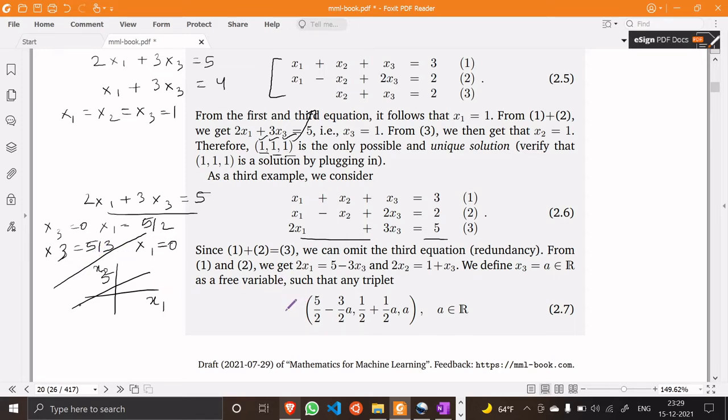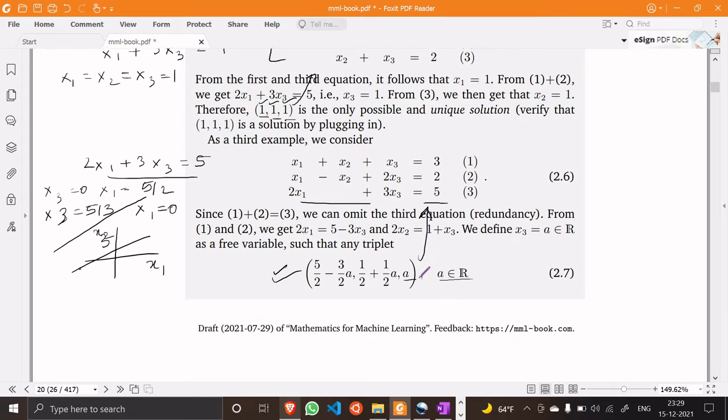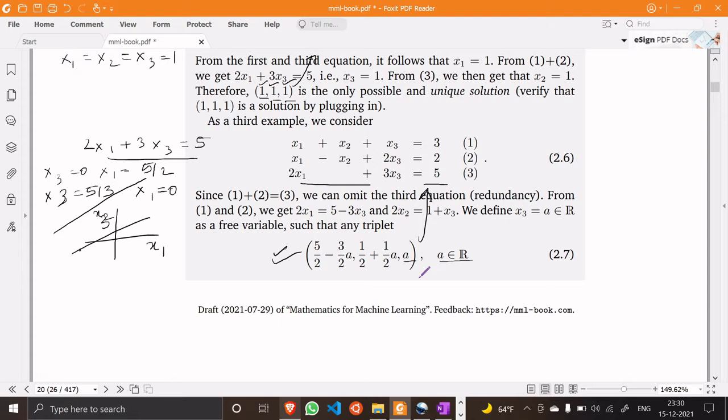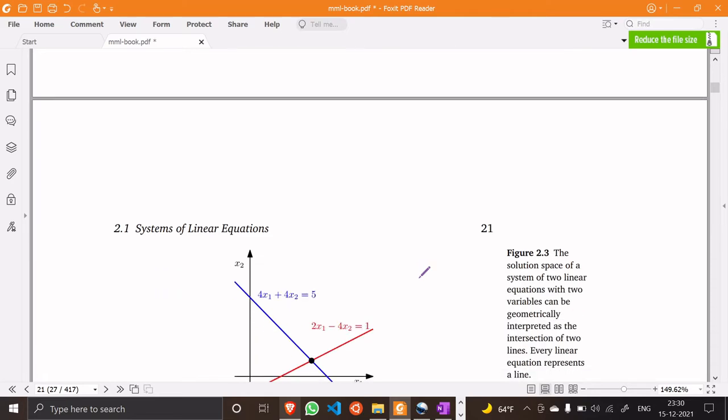And as the book mentions, any solution of this form, where a is any real number, this kind of triplet will satisfy this system of linear equations. So in this case, the linear equations together have an infinite number of solutions. So this is what a system of linear equations looks like, and this is what we mean by solving it. We can either have no solution, a unique solution, or an infinite number of solutions. These are the possible natures of solutions.